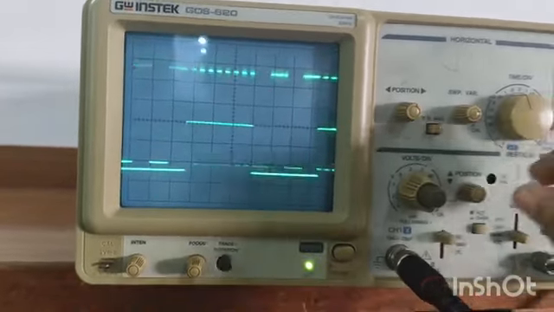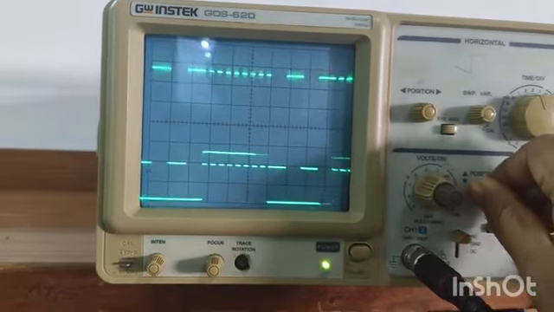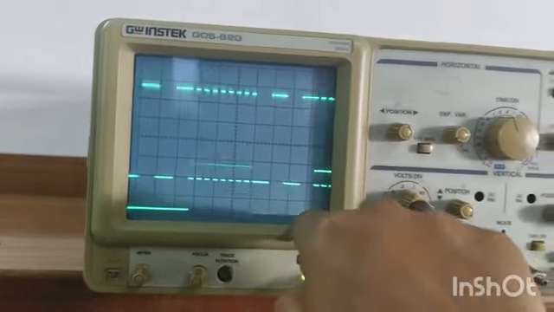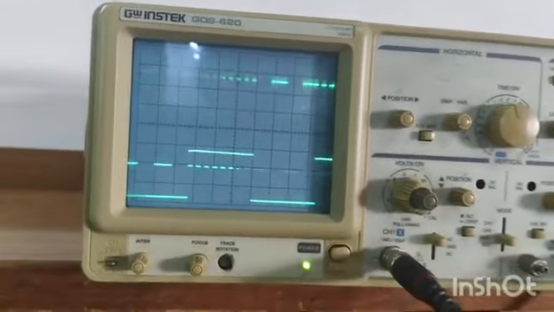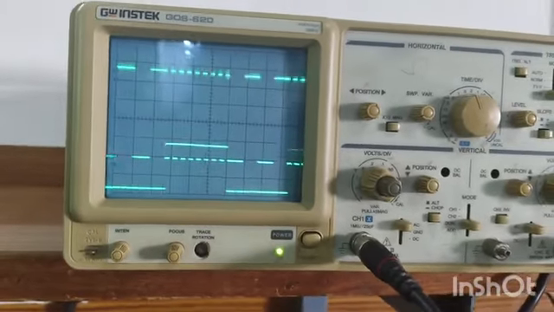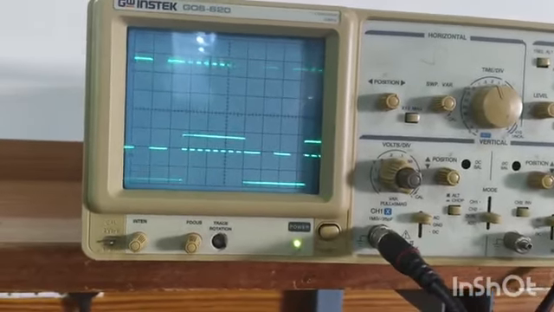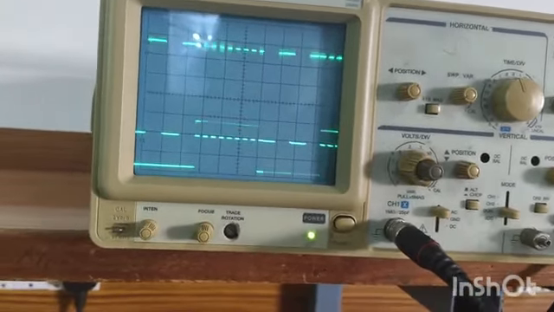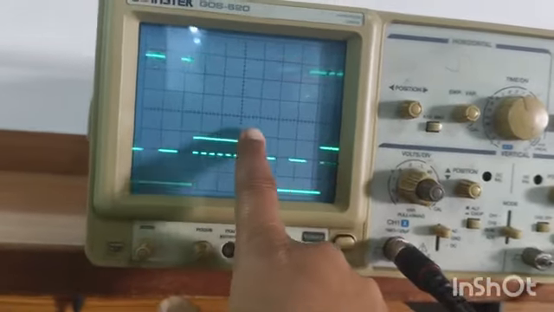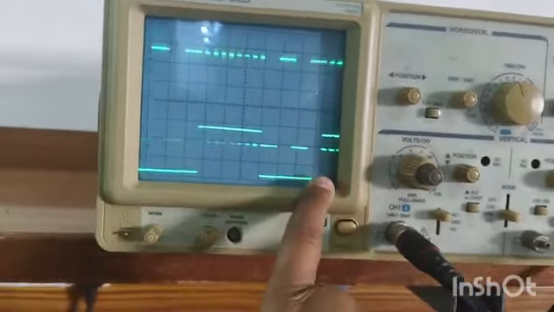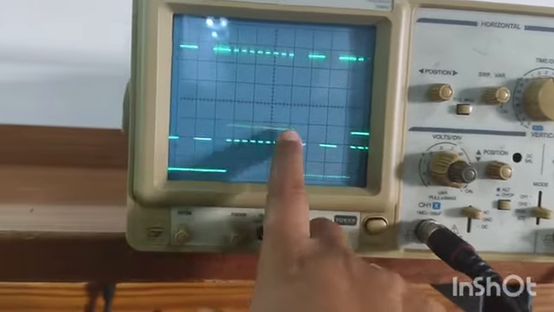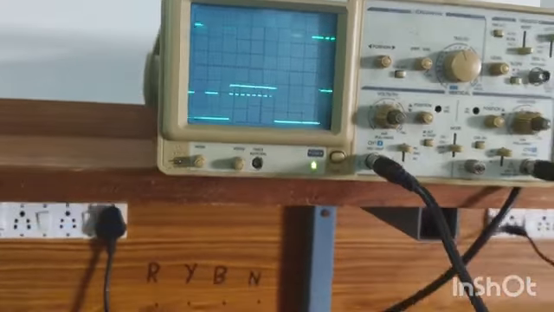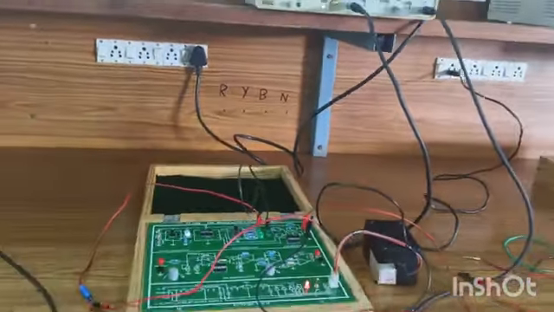Channel 2 is the output, channel 1 is the input. For 16 ones, we are getting 8 clock cycles. For 16 zeros, we are getting 2 clock cycles. So for 1, we need to get the high frequency signal, and for 0, we need to get the low frequency signal. Likewise, we need to draw for ones as well as zeros. If you draw these ones and these zeros, that is also enough. So this is the FSK output.